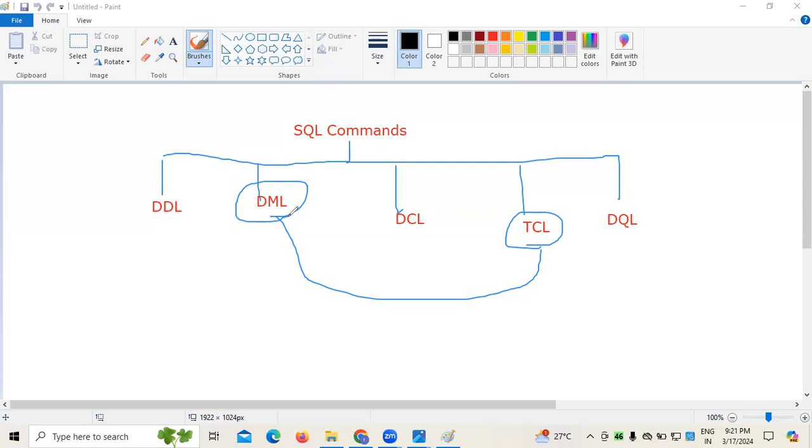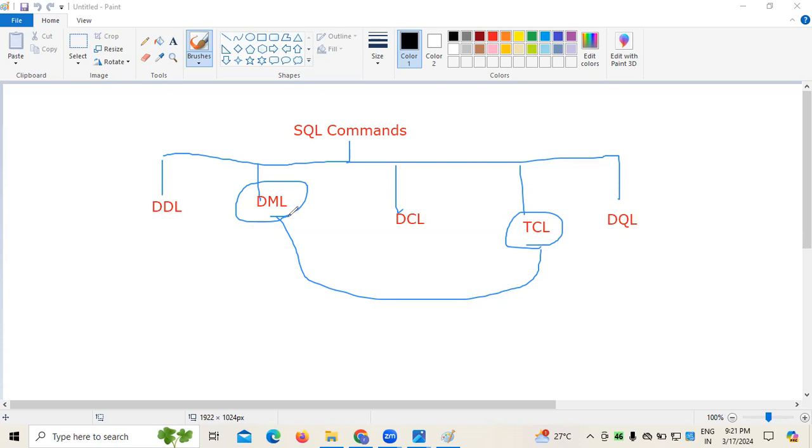What does commit stand for? Commit is a command which is used to save all the transactions to the database. Means whatever transactions we have made, we want to save all that. Commit is a command which is used to save all the transactions to the database.